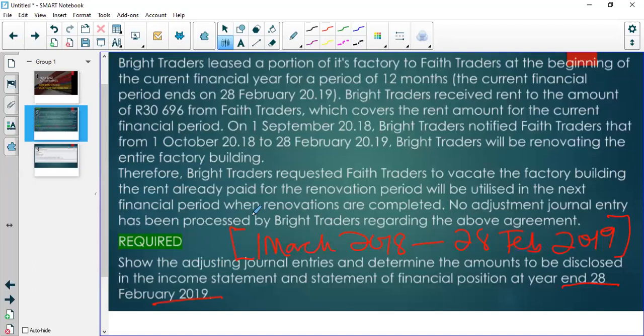Right, so we are interested in knowing how much we have incurred, how much we have paid, and what the nature of that adjustment is. So those are the two things we are looking for here.